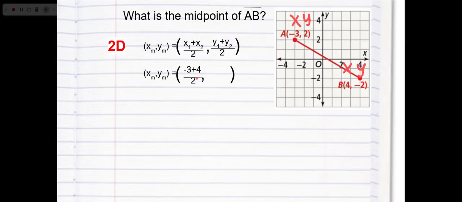So -3 plus 4 over 2. And then for my y values, it's 2 plus -2 over 2. So -3 plus 4 is 1, over 2 is 1/2. And then 2 plus -2 is 0. So 0 divided by anything is just 0. So 0.5 or 1/2 comma 0, that's the midpoint. And you can kind of estimate, that makes sense that it's right there.